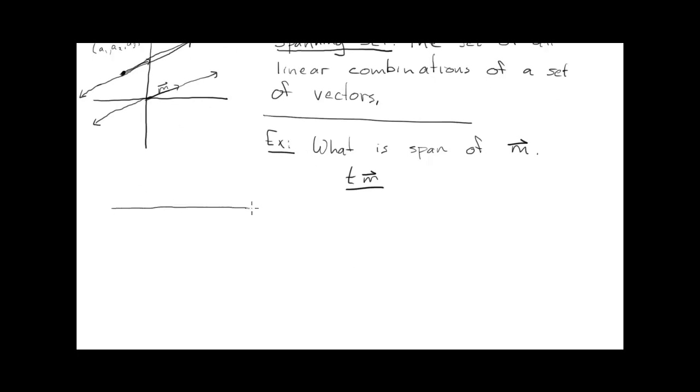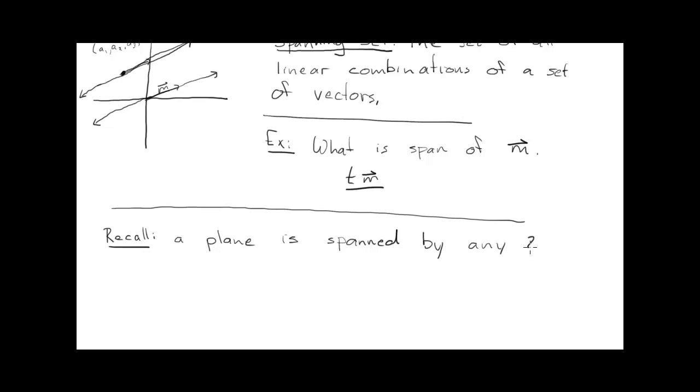But now what happens when we're talking about planes? We did talk about this before when we talked about spanning sets, that a plane is spanned by any two non-collinear vectors on that plane.